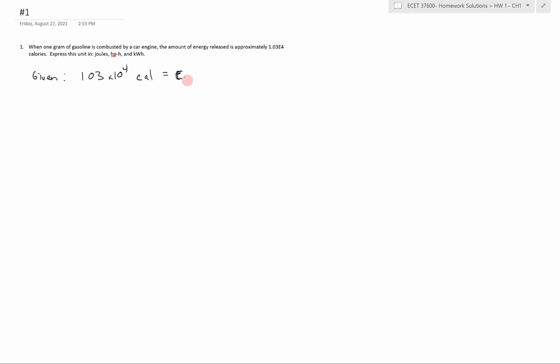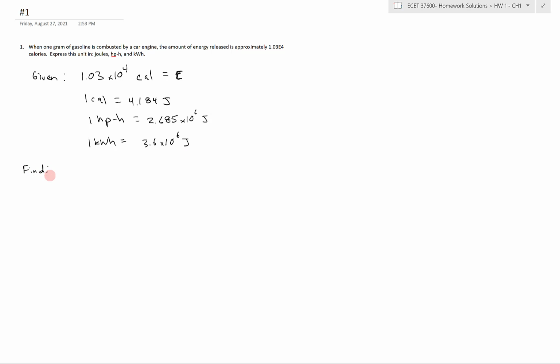So the conversion factors that I'm going to use are that 1 calorie is equal to 4.184 joules. And then I'm going to use the next two based on joules. 1 horsepower hour is equal to 2.685 times 10 to the 6 joules. And 1 kilowatt hour, or kWh, is equal to 3.6 times 10 to the 6 joules. So those are the givens that I'm going to use in this problem.